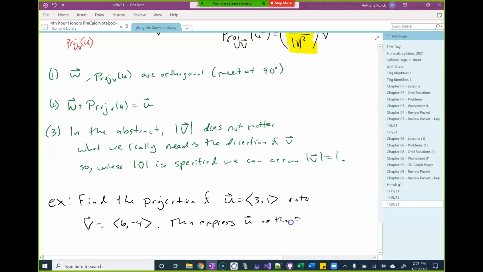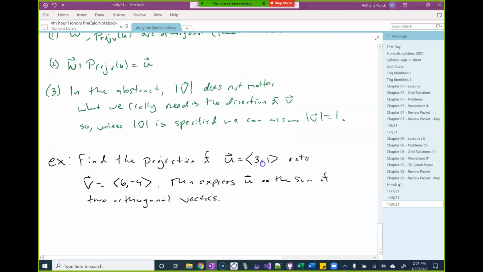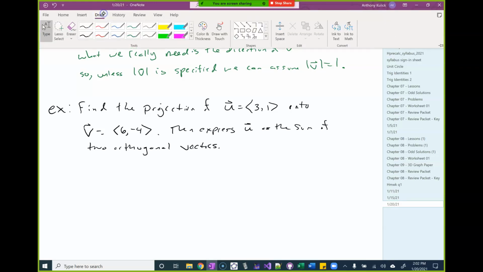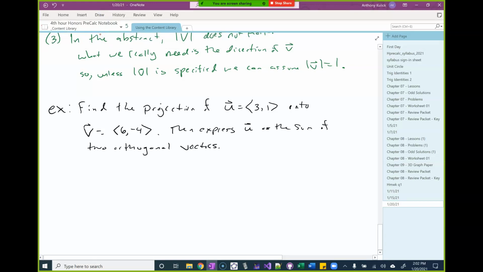Okay, so our example here, we're going to find the projection of U onto V and then express U as the sum of two orthogonal vectors. So my formula, the projection of U onto V, is going to be U dot V over the magnitude of V squared times V.